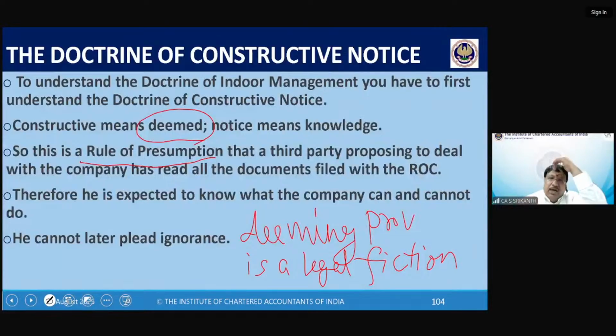Even though that person has not read the memorandum, the law says, once it is filed, once it is uploaded, thou shalt have knowledge. Thou shalt be deemed to be having knowledge. He cannot escape this, therefore he is expected to know what the company can and cannot do.